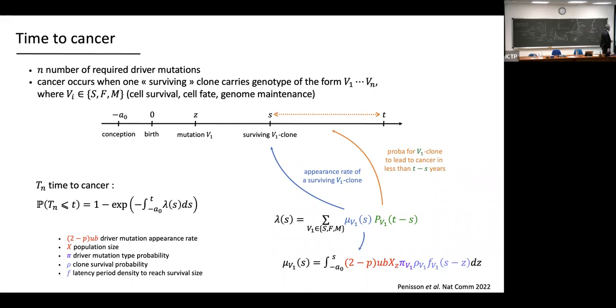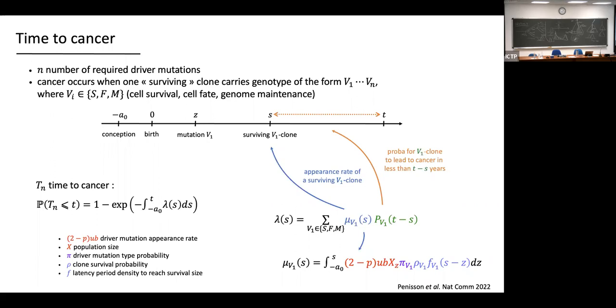And so just to give you a little bit more detail, let's focus for a second on this appearance rate for a clone. Okay, so how does a clone appear with a surviving one? What is the rate of that? First of all, for some reason when we transferred slides, the colors got a little bit messed up, but it's okay. So first of all, you need to get a mutation. And the appearance of a mutation is a function of the population size at that time. So that's X, okay? So the number of cells, basically, right?